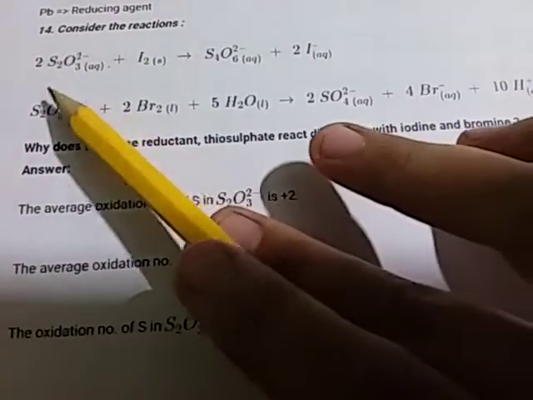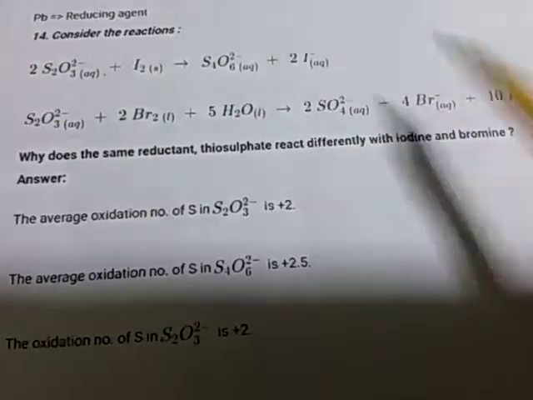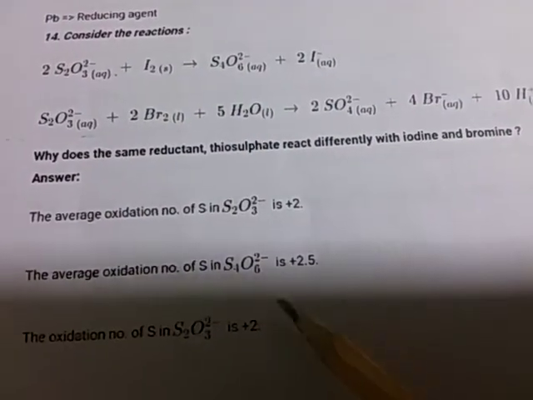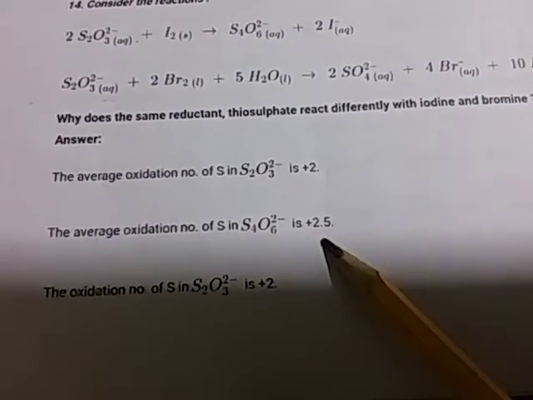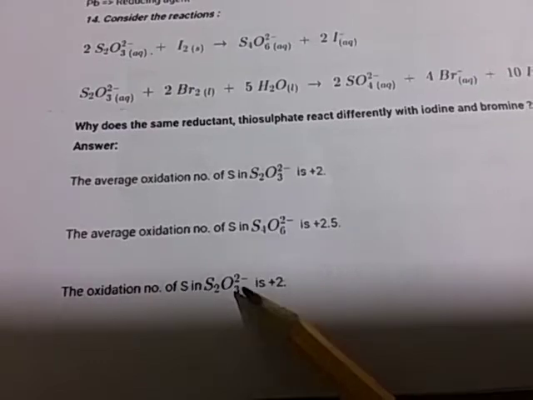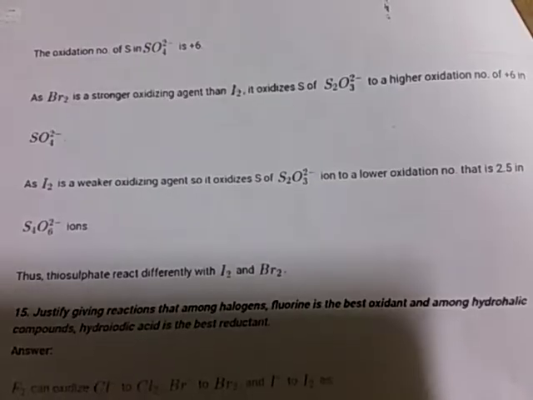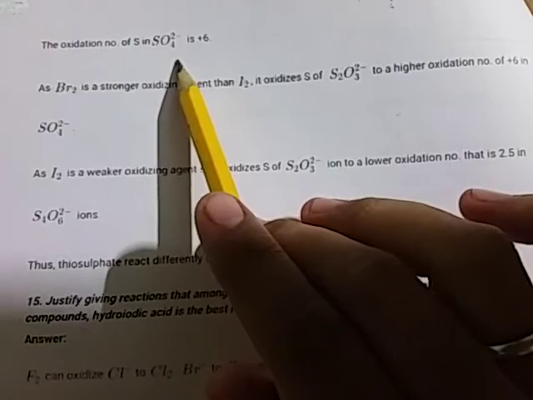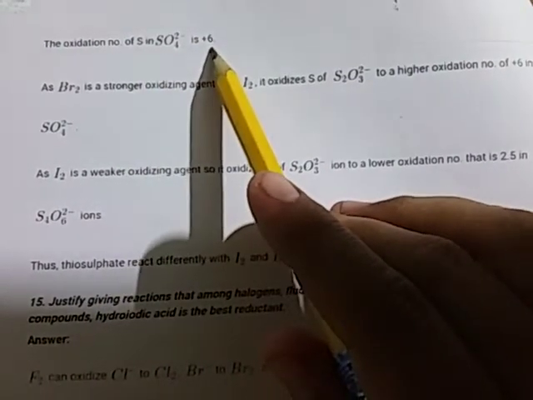So here you see S2O3 2 minus, the oxidation number of sulfur we have to find, so plus 2. But in S4O6 2 minus it is plus 2.5. So the oxidation number of sulfur in S2O3 2 minus is plus 2. The oxidation number of sulfur in the sulfate ion is +6. The sulfate ion forms in the product, and sulfur has oxidation number +6.